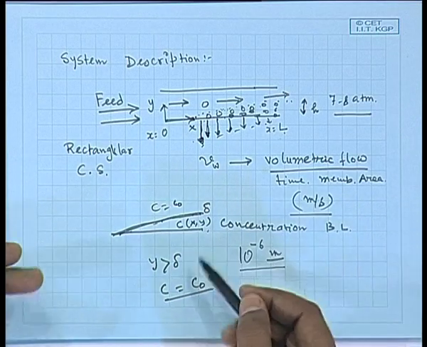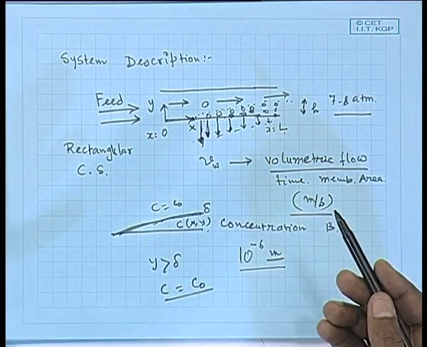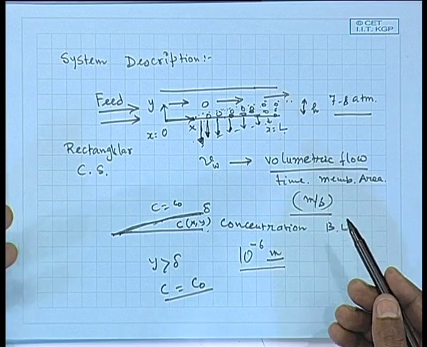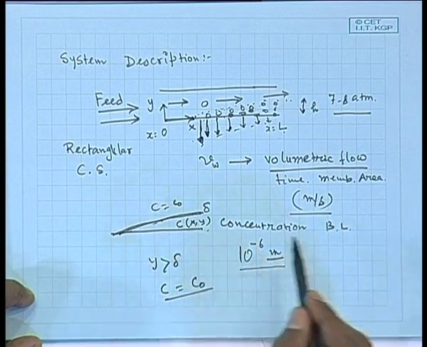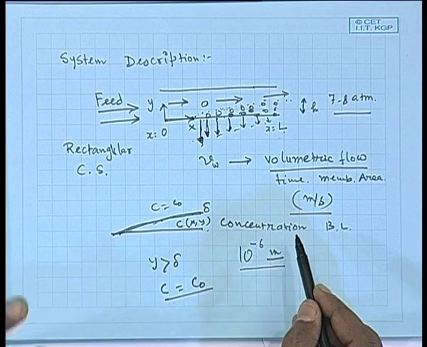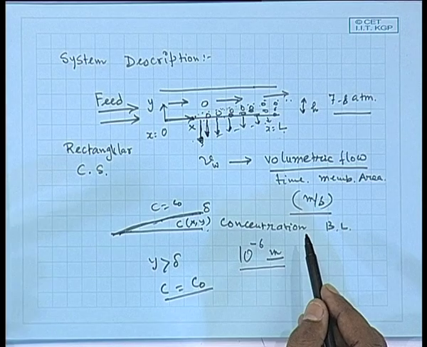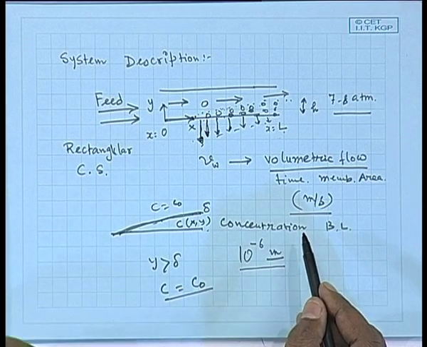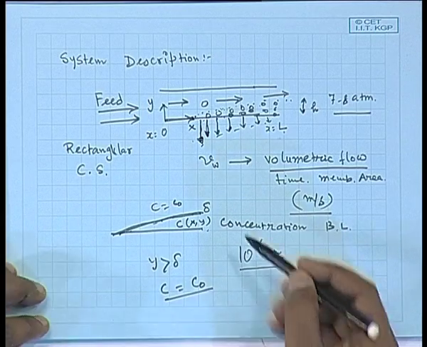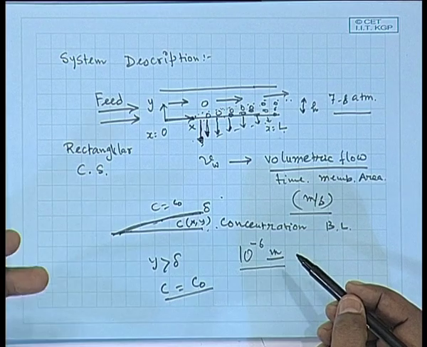I would like to tell you the objective of this exercise. We would like to find out the concentration profile as a function of x and y within this boundary layer. From that information, we will calculate the mass transfer coefficient. From the mass transfer coefficient, you will be able to find out how much mass has been transported from the bulk to the wall, or vice versa, in which direction the concentration gradient exists.